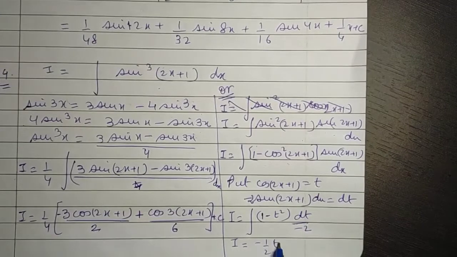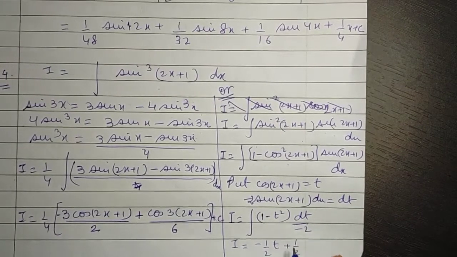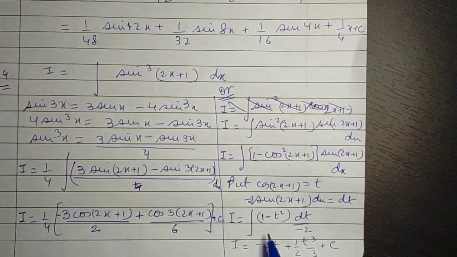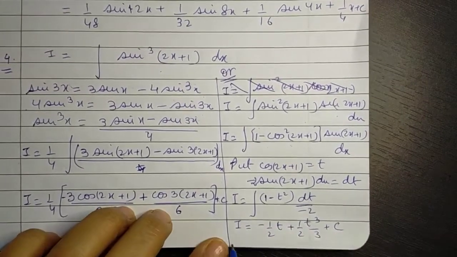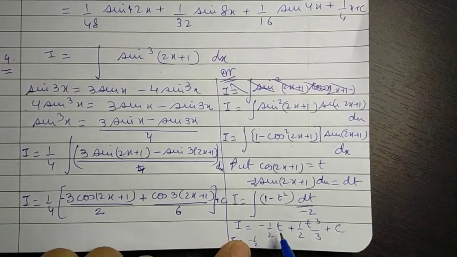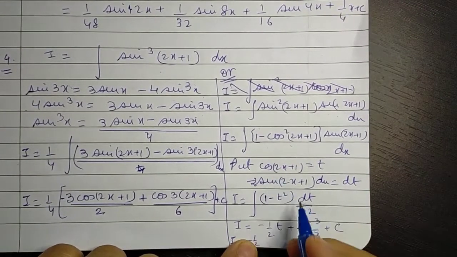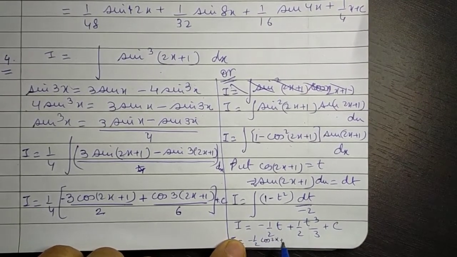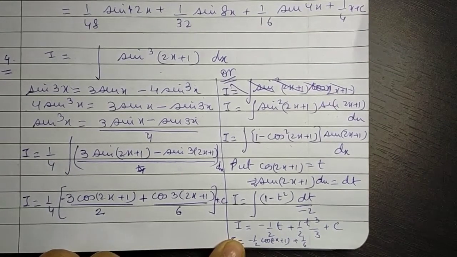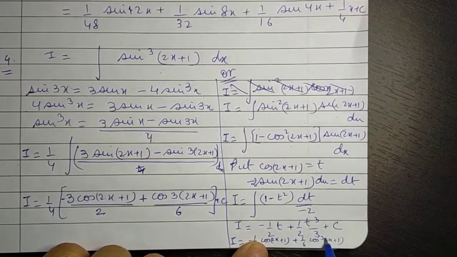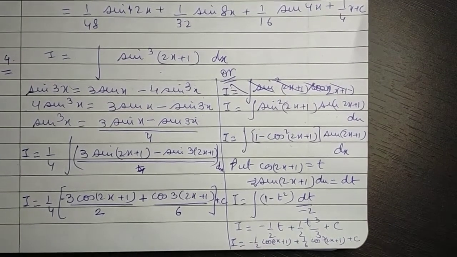Minus half t plus half t cube by 3 plus c, and you substitute back the value of t in terms of x. We get minus half, in place of t, we have assumed cos(2x plus 1) as t, so I get cos(2x plus 1) plus 1 upon 6 cos cube (2x plus 1) plus c, which is the answer.